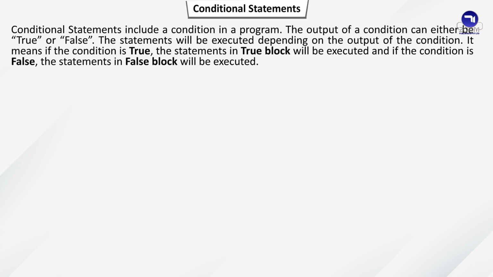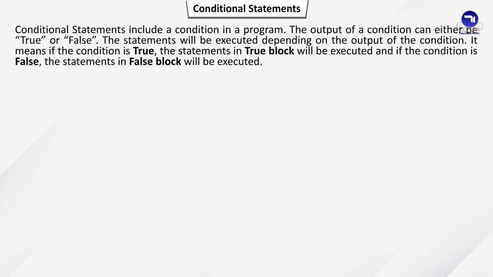Conditional statements. Conditional statements include a condition in a program. The output of a condition can either be true or false. The statements will be executed depending on the output of the condition. It means if the condition is true, the statements in the true block will be executed, and if the condition is false, the statements in the false block will be executed.